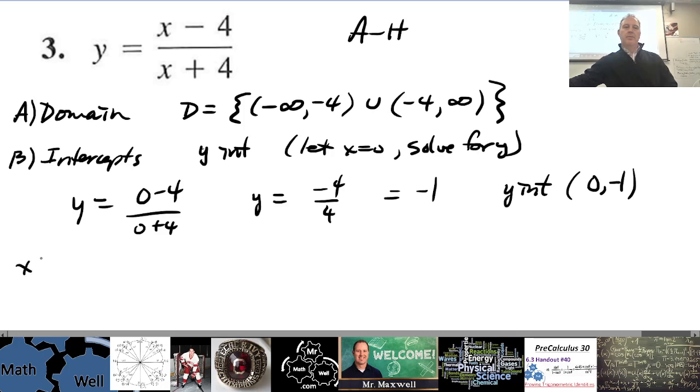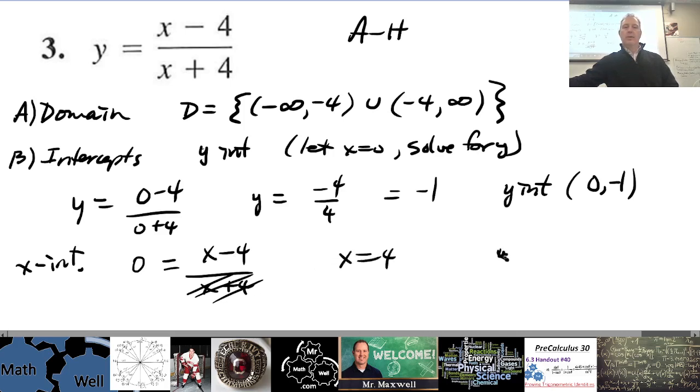And our x-intercept is vice versa here. So let y equal 0, solve for x. So if y equals 0, we then have 0 equals x minus 4 over x plus 4. And a rational like this is only 0 when the top is 0. So you just focus on the top. There's a restriction in the denominator, but it's not going to give you an intercept, right? So wherever the top is 0, this whole fraction will be 0. And so x equals 4. So the x-intercept is (4, 0). Okay. Does that look good?